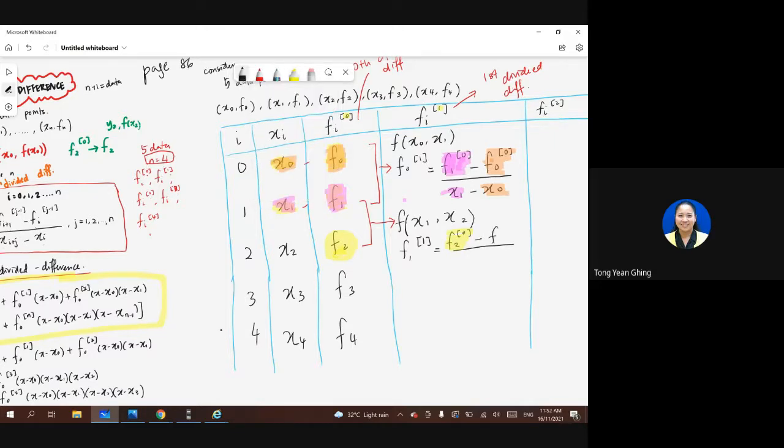Minus f10. F10 adalah yang tadi, this one. Sebab sekarang, saya nak consider antara x1 dengan x2. Nampak? So akan nilai ambil ni, these two. So yang ni f2 minus f1 divided by x2 minus x1. Okay, and then continue, I will consider x2 and x3.